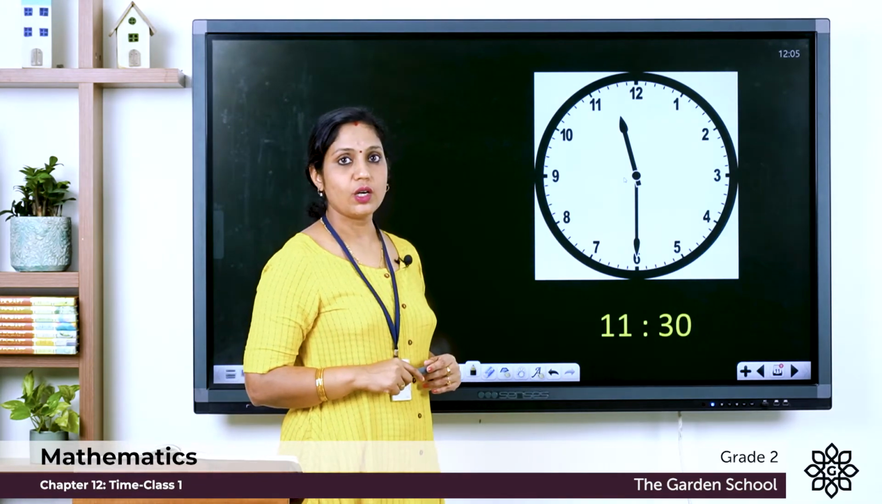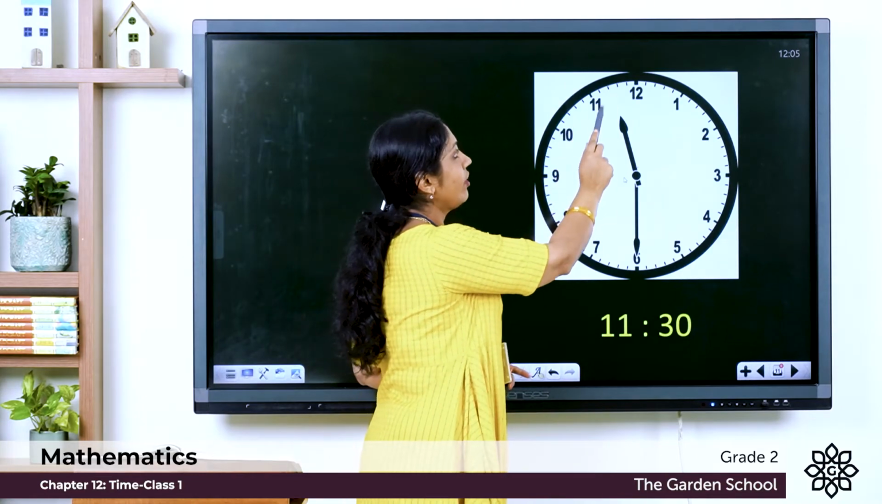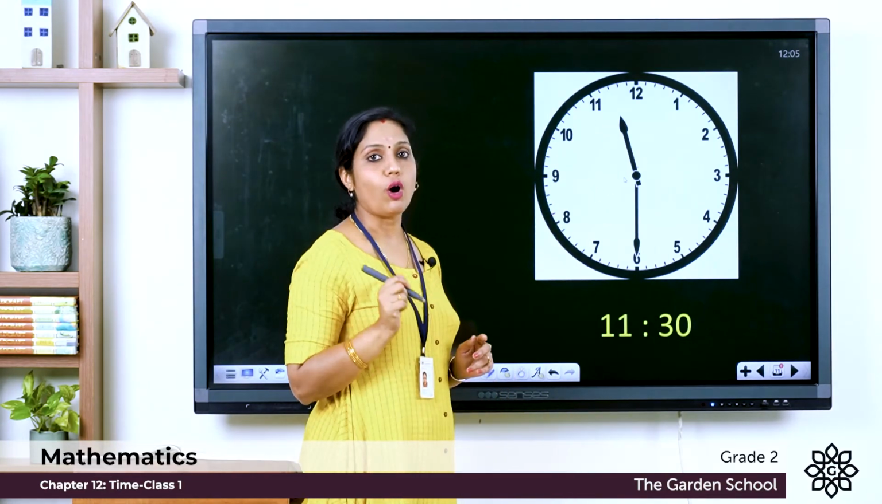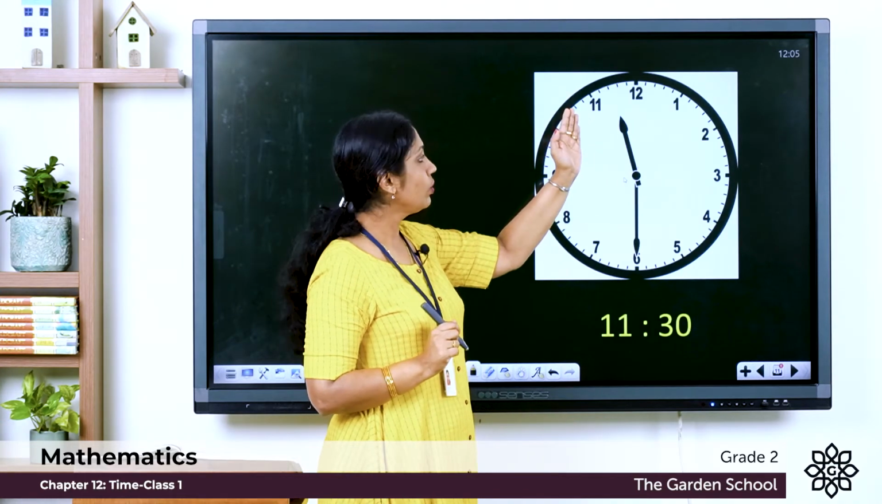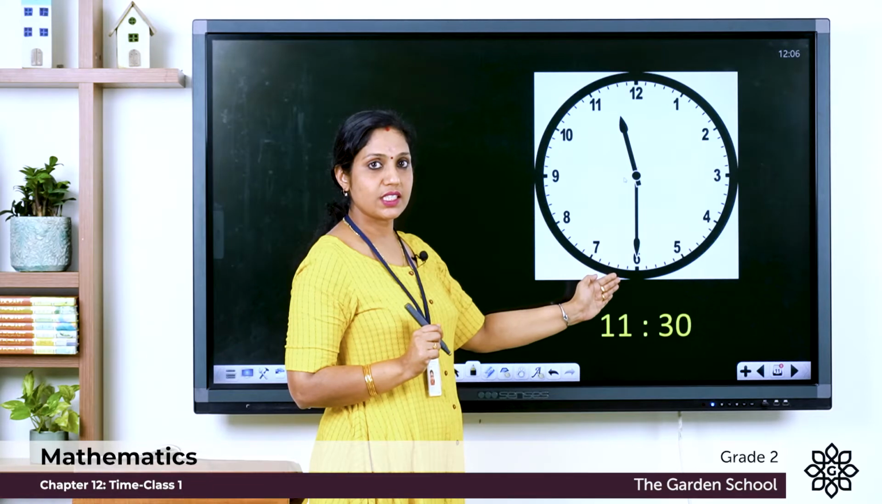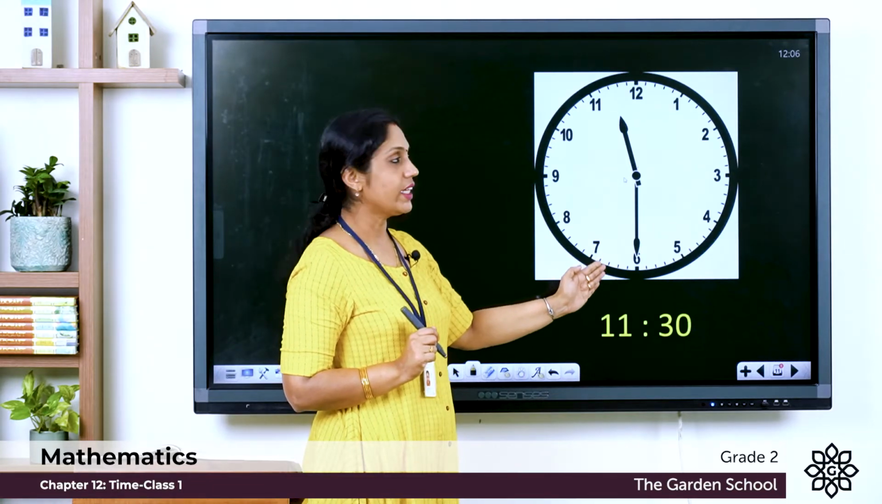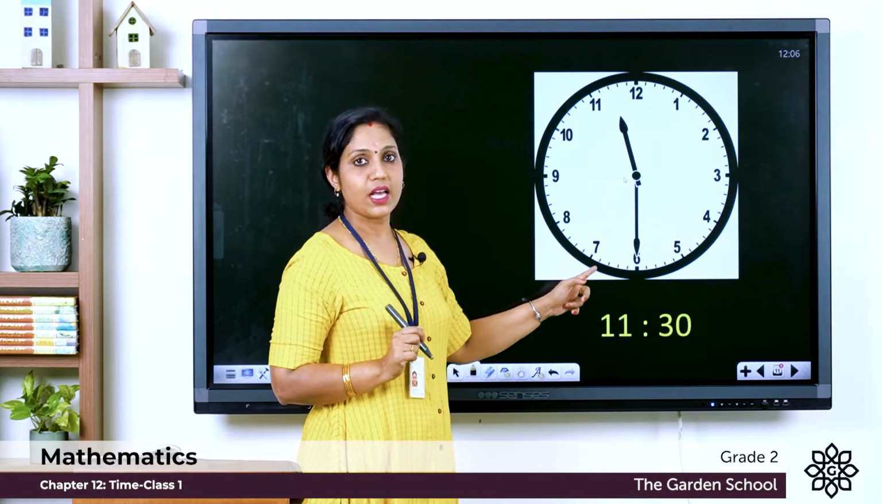Now look at this clock. Where is the hour hand? The hour hand is in between 11 and 12. It is not on 11. It has slightly moved near to 12. And the minutes hand is pointing towards 6. So how do you read this time? It is 11:30, or you can say half past 11.